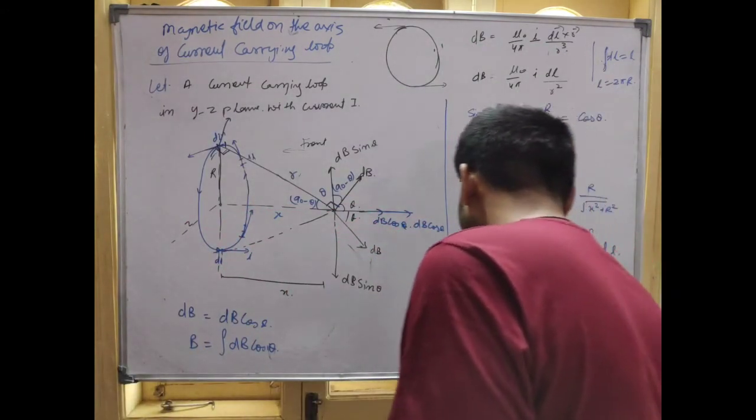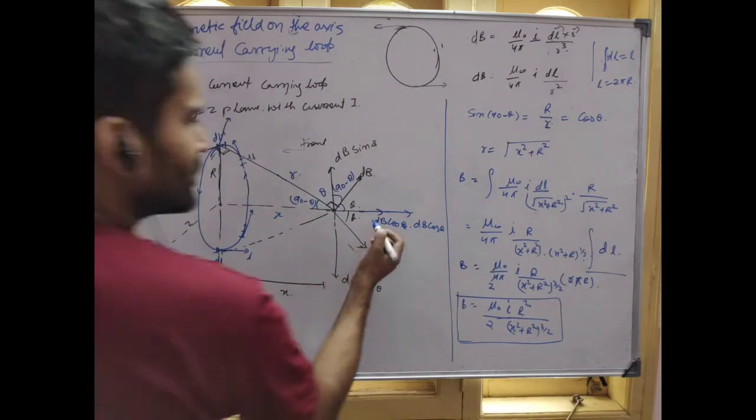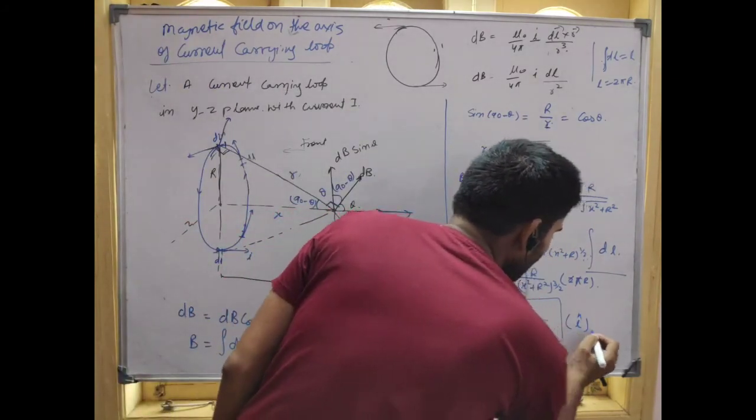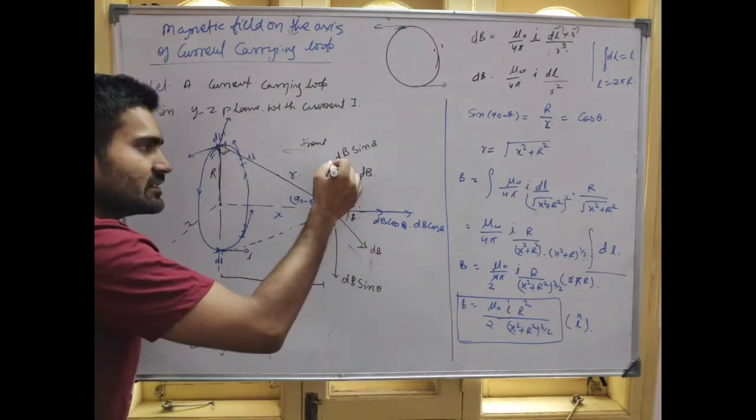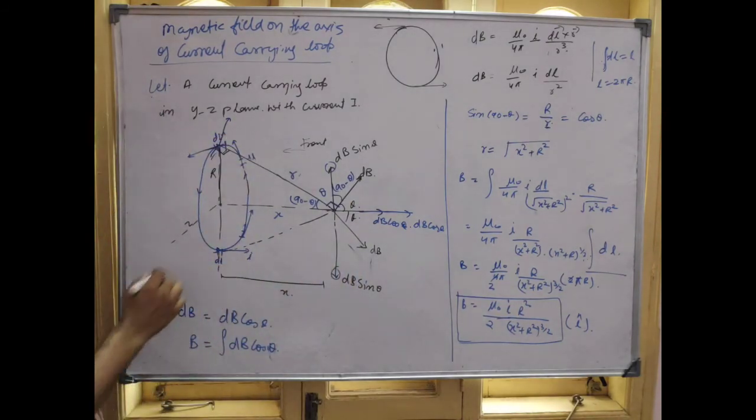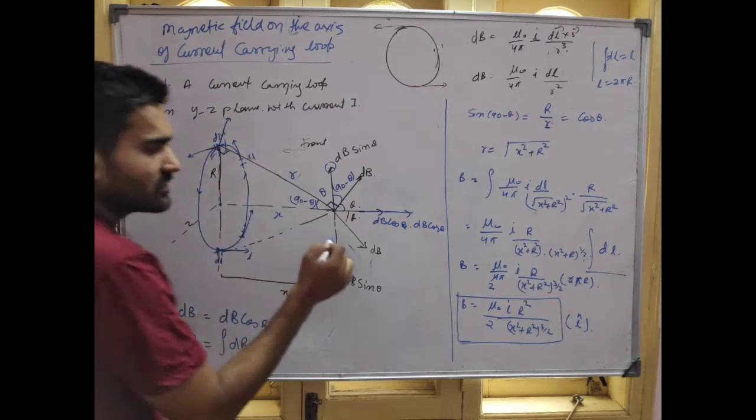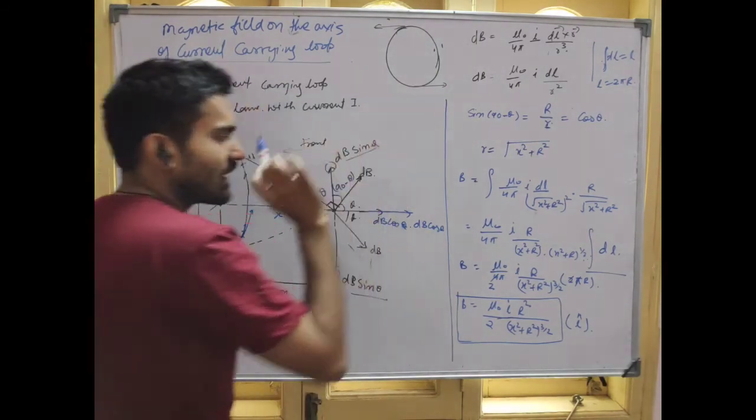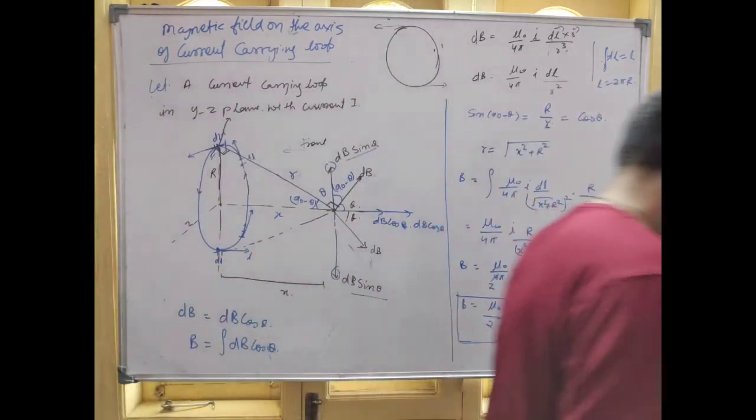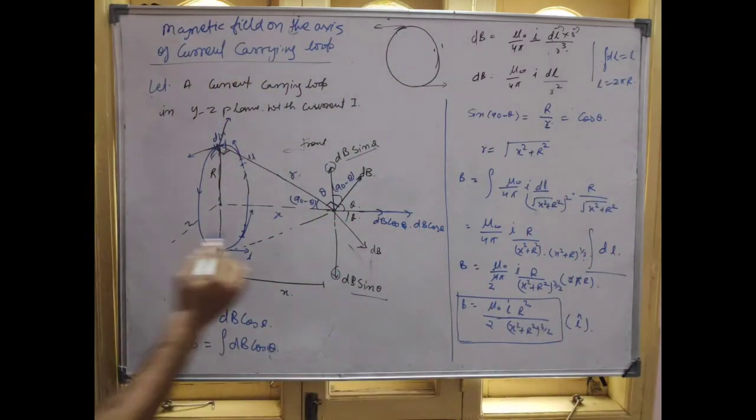Can you tell me what is the direction of the magnetic field here? Just now we found this will be the only direction of the field, so the direction will be i cap. These components will be cancelled. If you take two symmetric elements, this dB sin theta and dB sin theta will be cancelled here, right? Are you getting my point or not? So the direction of the magnetic field is in this direction.